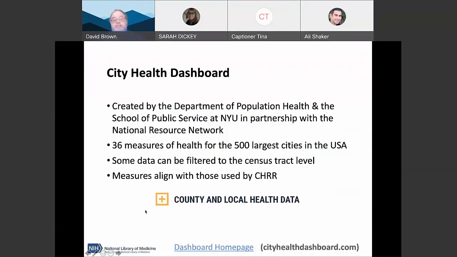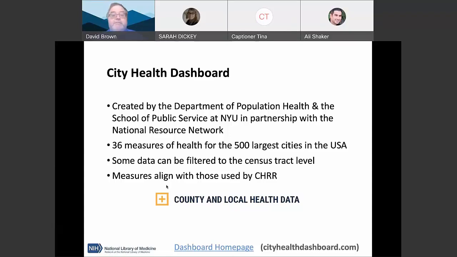Then we have our City Health Dashboard. It's created by the Department of Public Health and the School of Public Service at New York University, in partnership with the National Resource Network. They have 36 measures of health for the 500 largest cities in the USA. Some data can be filtered to the census tract level, on measures aligned with community health research ideas. So again, what can we say? It might not be the best for rural health, but it definitely does work in urban areas.